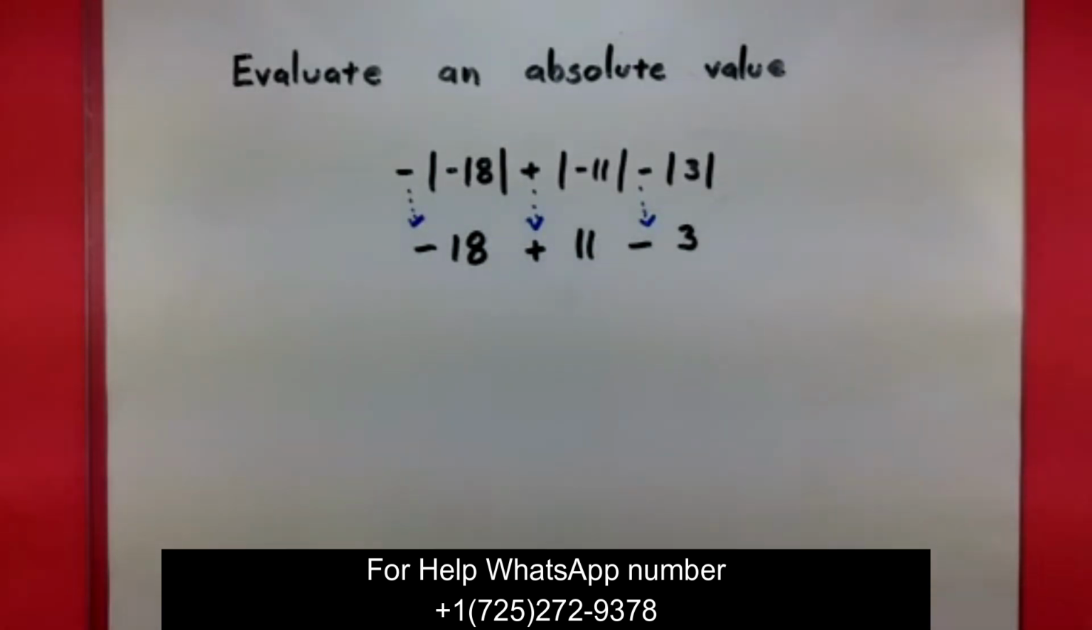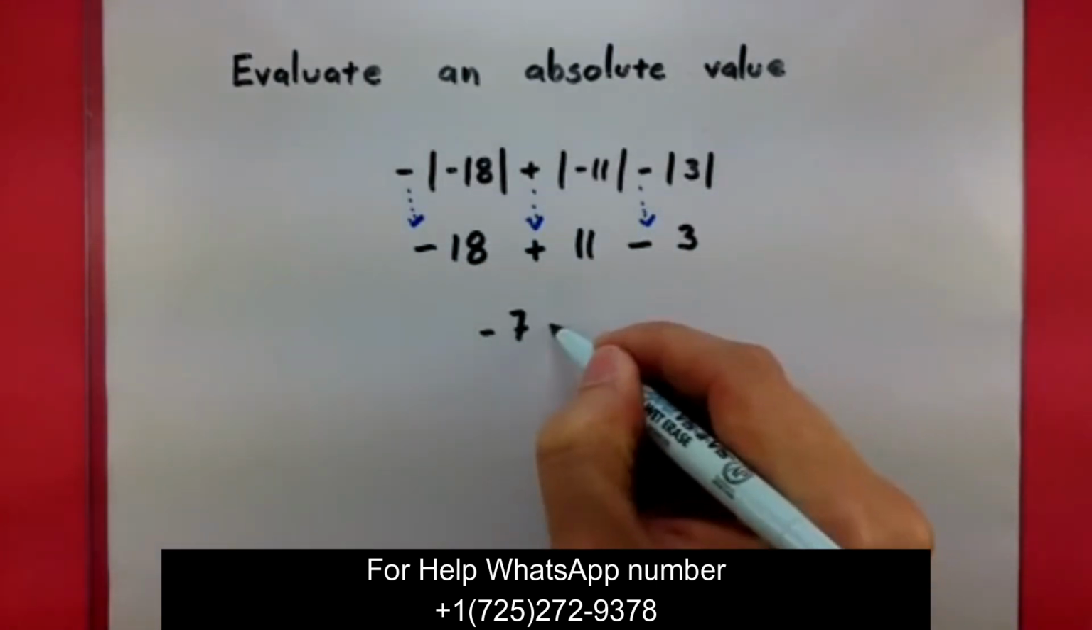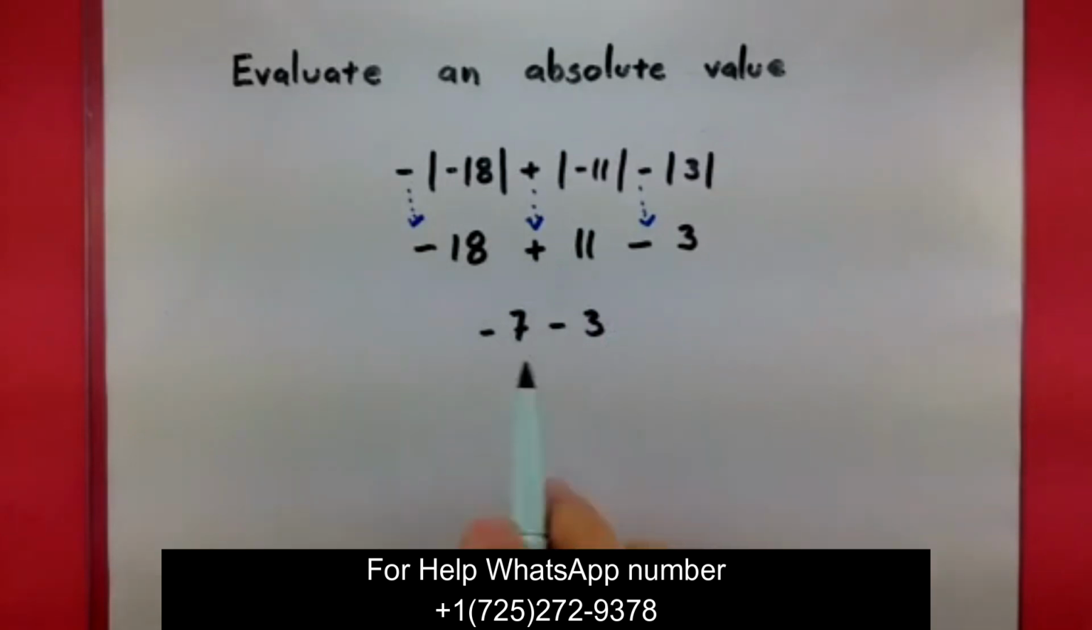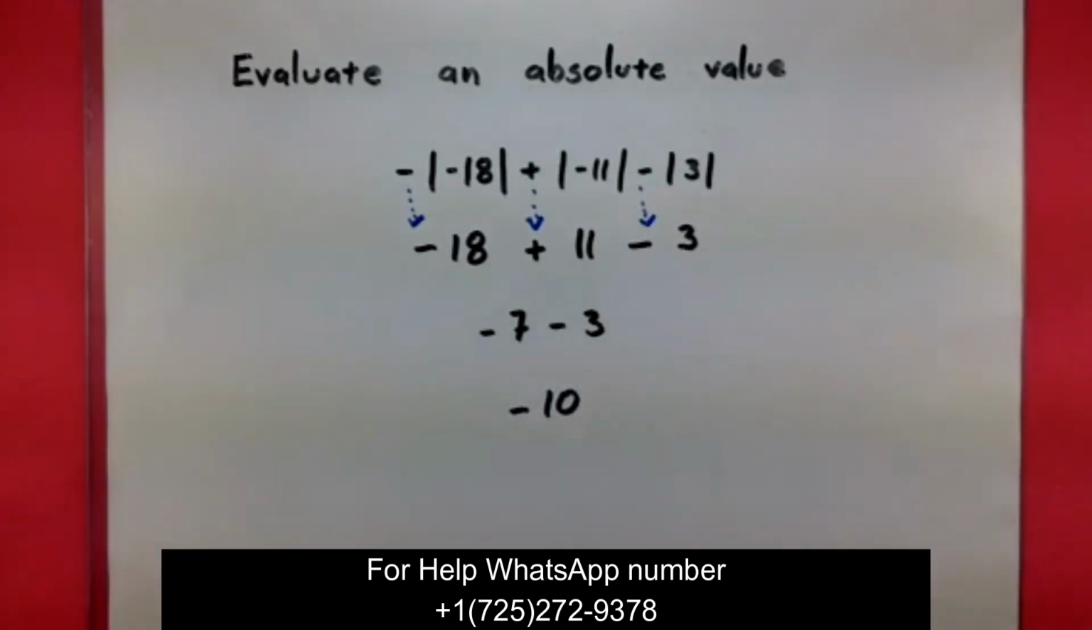Now once you've taken care of all the absolute value signs, it's just a matter of simplifying from here. So think, negative 18 plus 11, let's see what happens there. I guess that'd be a negative 7. And then finally we'll take our negative 7, subtract 3, and end up with an answer of negative 10. So see, not so bad at all.